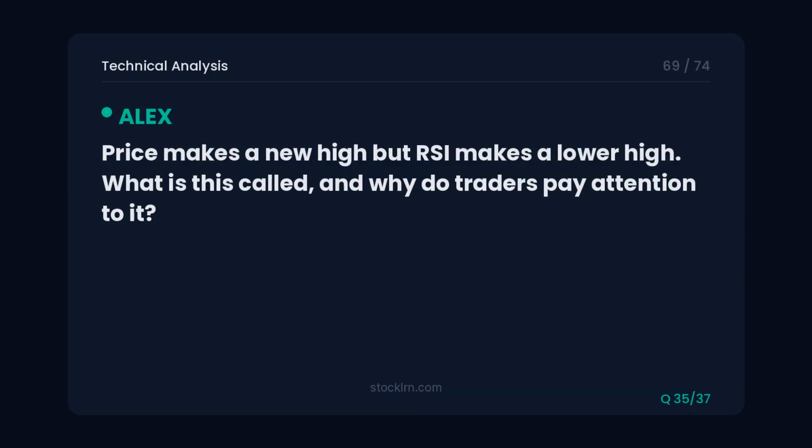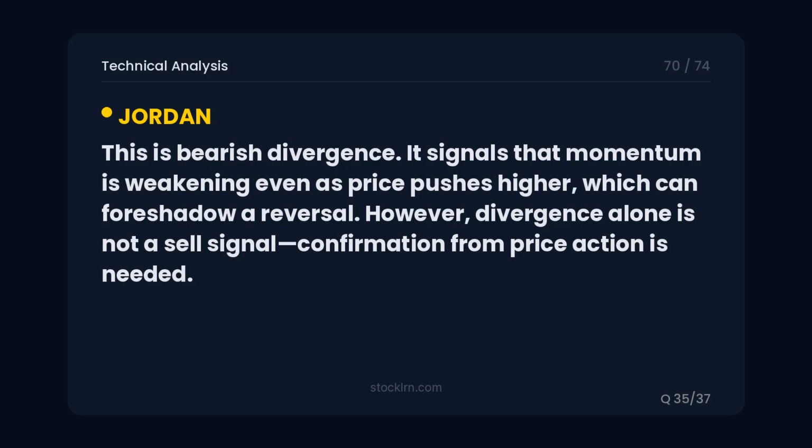Price makes a new high but RSI makes a lower high. What is this called, and why do traders pay attention to it? This is bearish divergence. It signals that momentum is weakening even as price pushes higher, which can foreshadow a reversal. However, divergence alone is not a sell signal, confirmation from price action is needed.